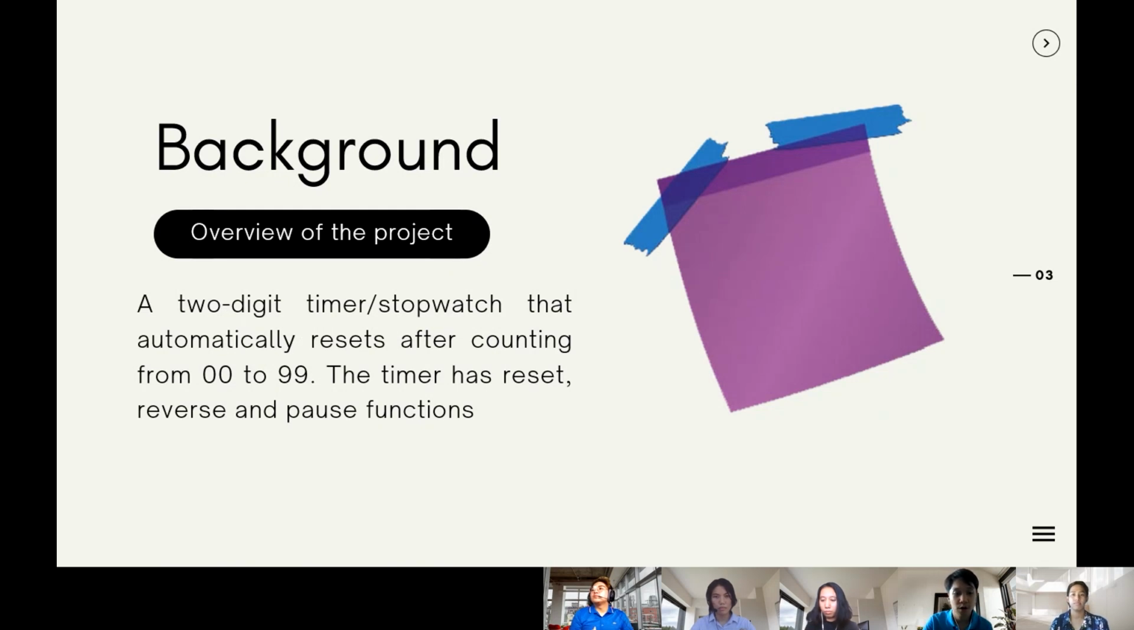So for the overview of the project, it is a 2-digit timer or stopwatch that automatically resets after counting from 0 to 99. The timer has reset, reverse, and pause functions.